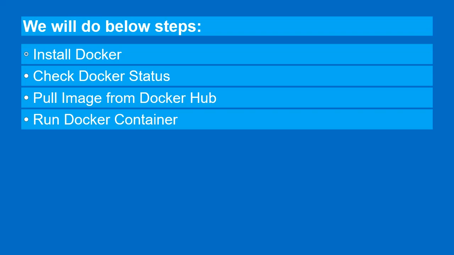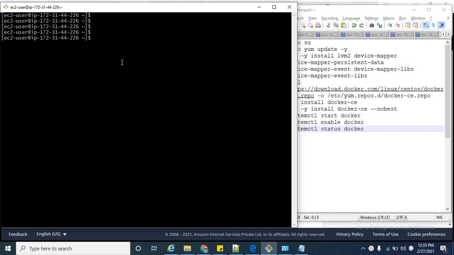In this session I will show you how to install Docker, and after install we will check the Docker status, and in the next step we will pull the image from Docker Hub, run that image and create a container. So let me show you my terminal.